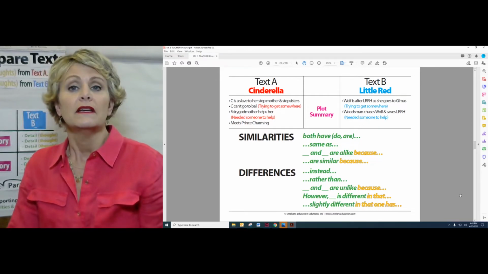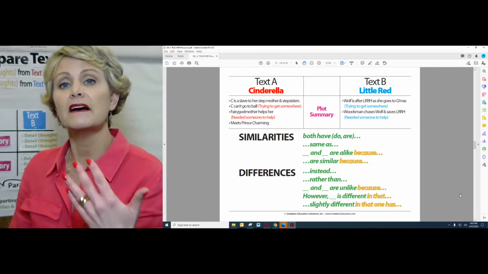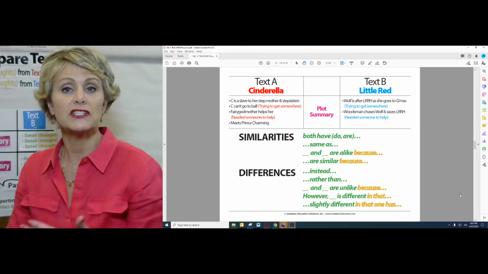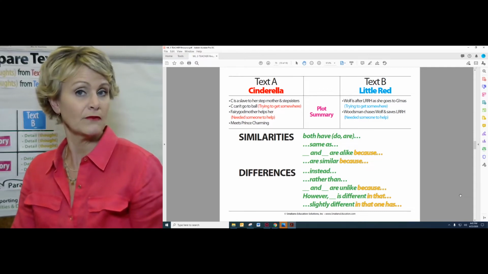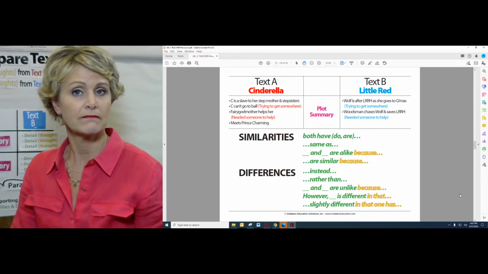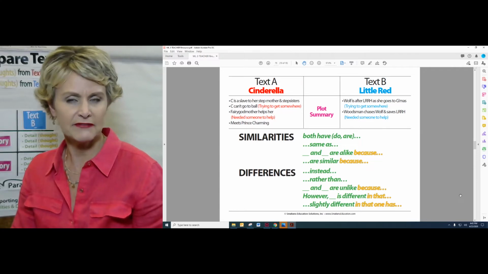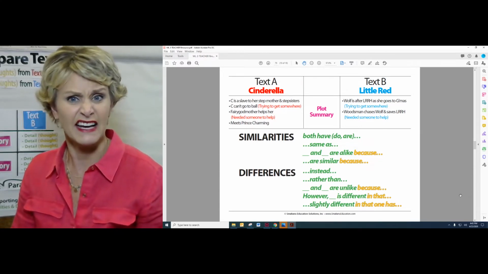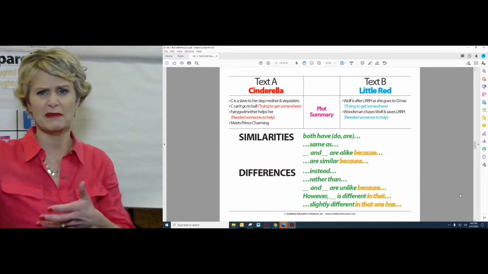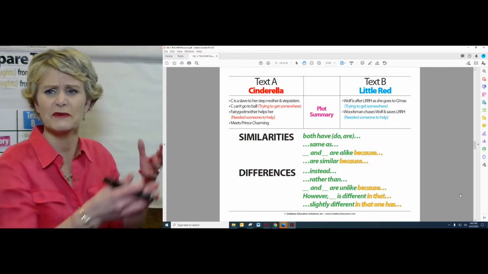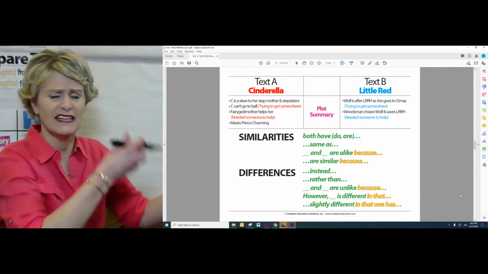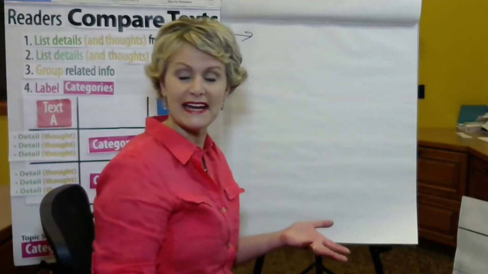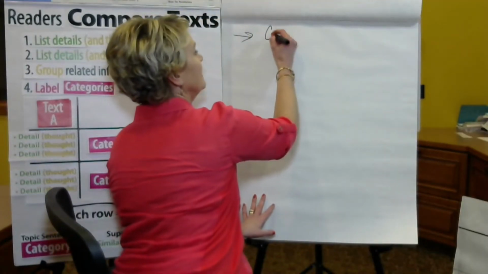Okay, I'll help you. Comparing the plots of the two texts. What about the plots? Are they vastly different? At first glance, they are, aren't they? I mean, we've got Cinderella and stepmothers and a palace and chores, and we have Little Red Riding Hood in a woods and a grandma and a wolf. Okay, so let's start with, it's okay to acknowledge that up front.